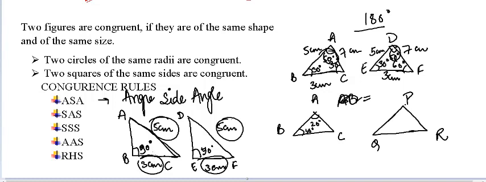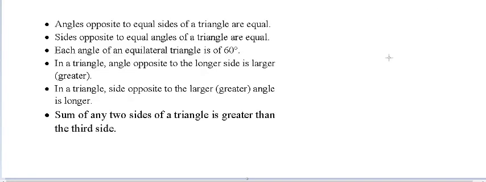So this implies that these two triangles are congruent. But this applies only and only for right angle triangle, that is, angle having 90 degrees. Now there are some properties of triangle that you must remember to solve your questions, okay?